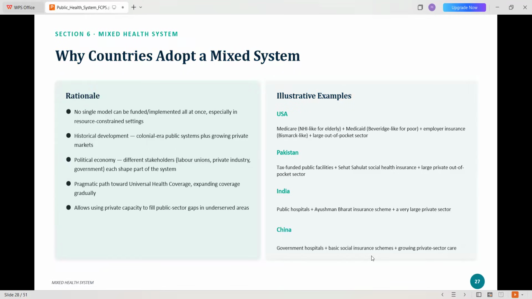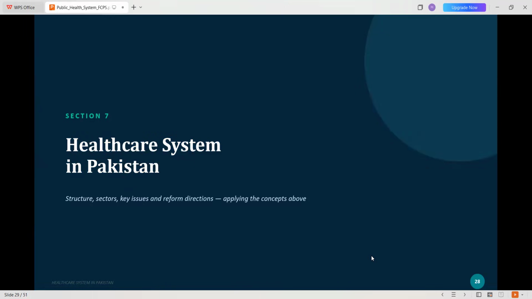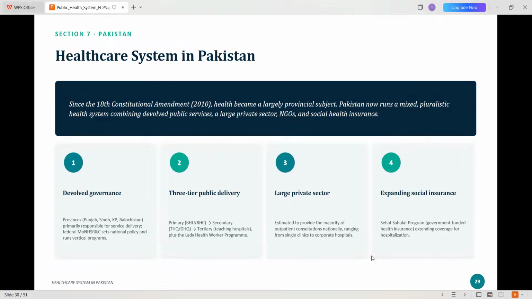Why do countries adopt a mixed system? No single model can be implemented fully, especially in resource-constrained settings. It is due to historical development, political economy, and a pragmatic pathway toward universal health coverage, expanding coverage gradually and using private capacity to fill public sector gaps in underserved areas. So next we will discuss the healthcare system in Pakistan.